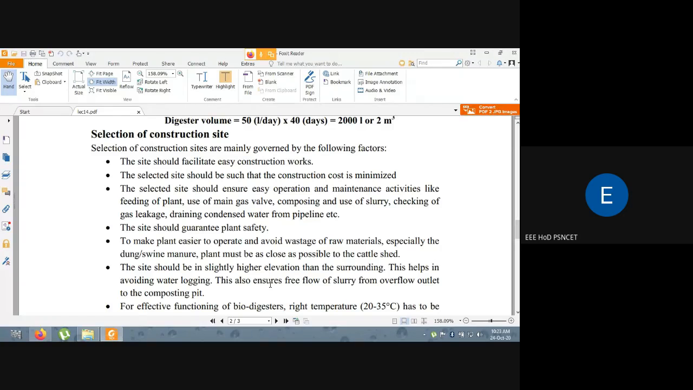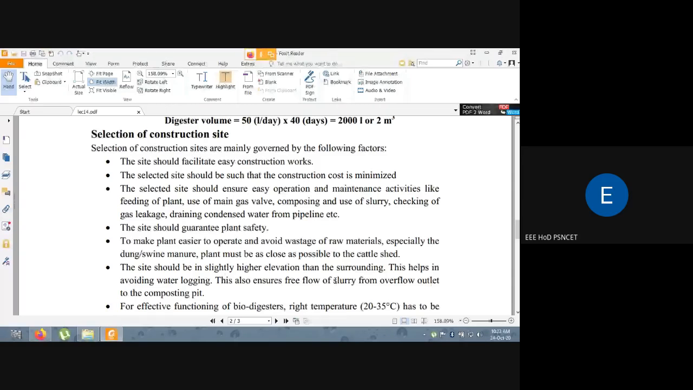Suppose we have built this chamber in the lowest area. Lowest area means automatically the water will get logged inside the chamber. So we should avoid that concept. Okay. So this also ensures free flow of slurry from the overflow outlet to the compost pit. So it will help in another way, that is overflow of slurry.